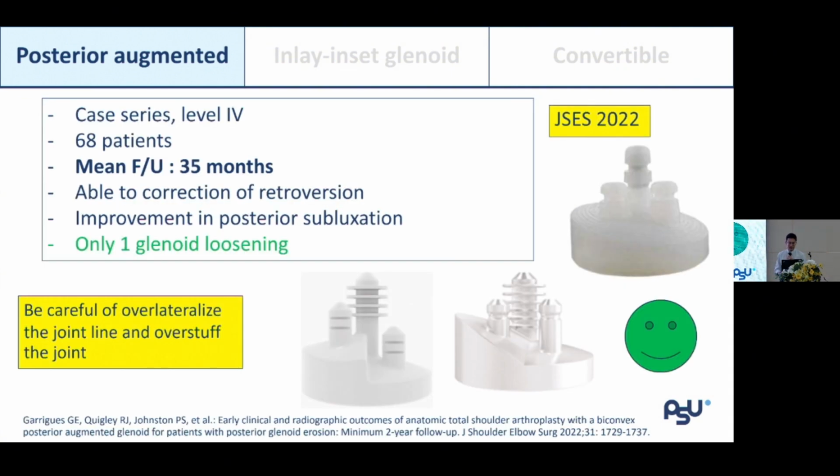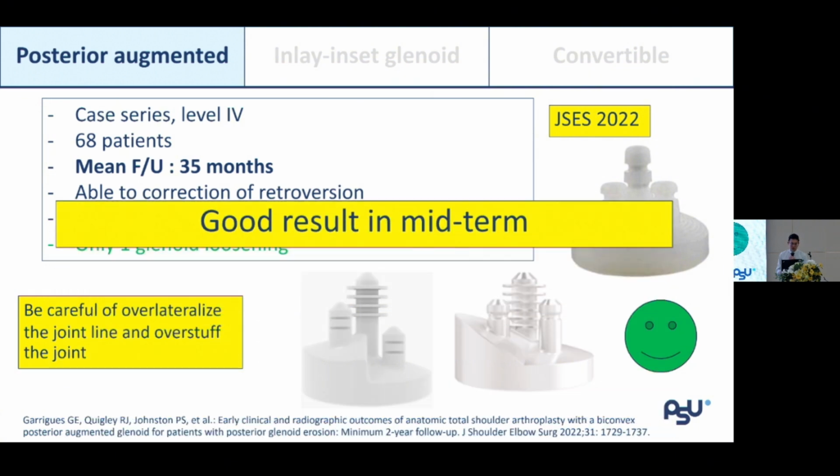A JSES case series in 2022 analyzed the posterior augment glenoid design to evaluate retroversion correction. The study showed successful correction of the retroversion and improvement in posterior subluxation. Notably, there was only one case of glenoid loosening, suggesting that the proper correction strategy contributes to implant stability and improved outcome, and has good results in the midterm.